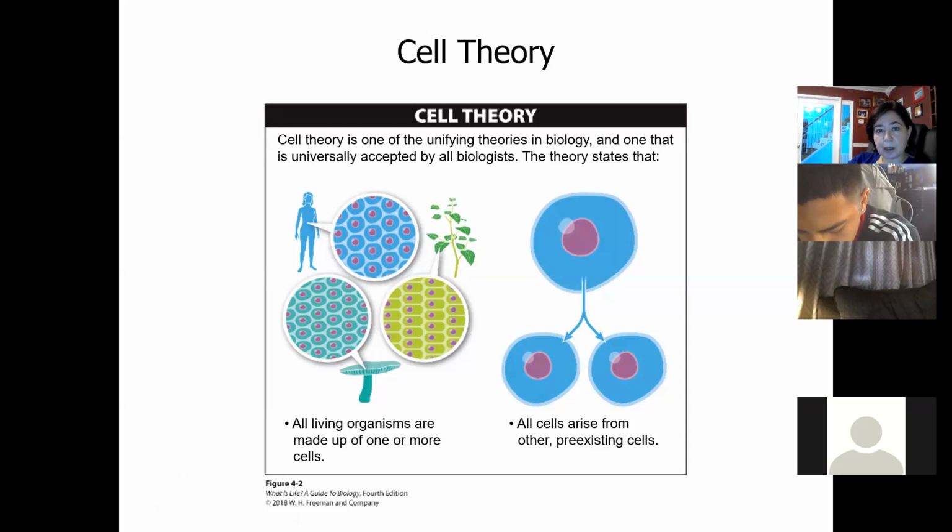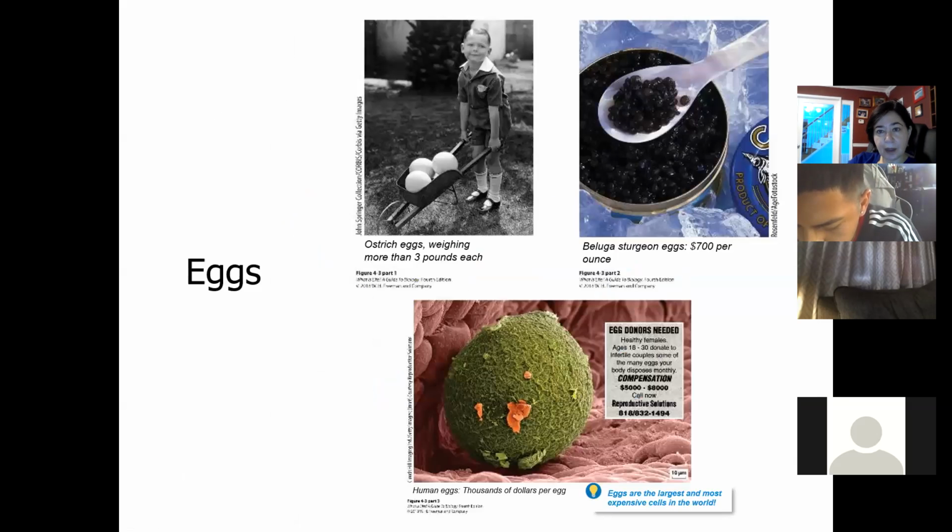So one more time, here is the cell theory, which is one of the most important theories in biology. All living organisms are made up of one or more cells. All cells arise from pre-existing cells. And this picture illustrates something I was talking about. I said you can't see most cells without a microscope, without magnification. An exception are the eggs, okay?